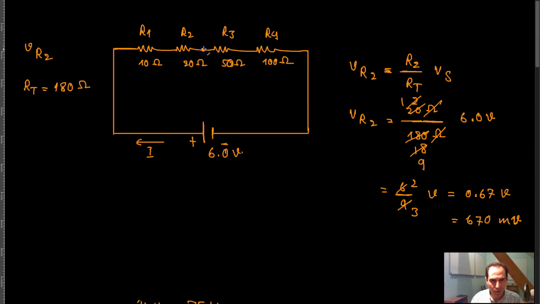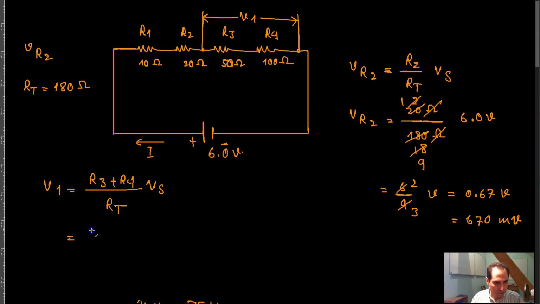And the voltage across these two points, call it V1 for example. This voltage is the sum of the voltage across R3 and the voltage across R4. So you can regard these two resistors as just a 150 ohm resistor, and then write the same equation, meaning that V1 is R3 plus R4 divided by R of T times V of S, which is 150 to 180, both in ohms, times V of S, which is 6 volts. And these two will be cancelled out.